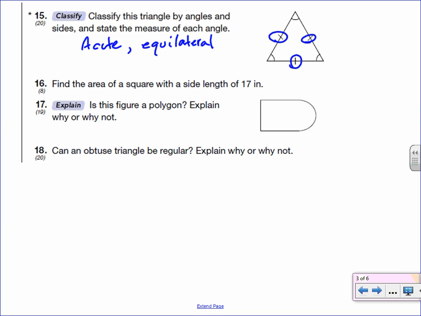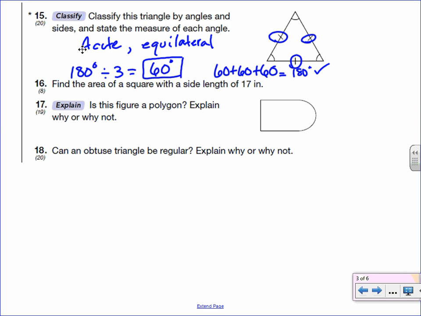And then state the measure of each angle. If sides are equal, then angles are equal. Since all 3 sides are equal, all 3 angles are equal. And within a triangle, all of the angles add up to 180 degrees. So if there's 3 equal angles adding up to 180 degrees, then I could find one of them by dividing 180 by 3. So 180 divided by 3 is 60 degrees. And then I can check: when I add up all the angles in a triangle, it should add up to 180. 60 plus 60 plus 60 is 180. So that works.